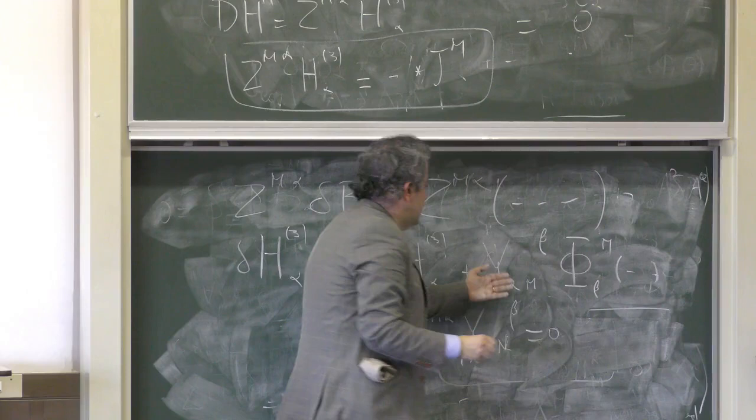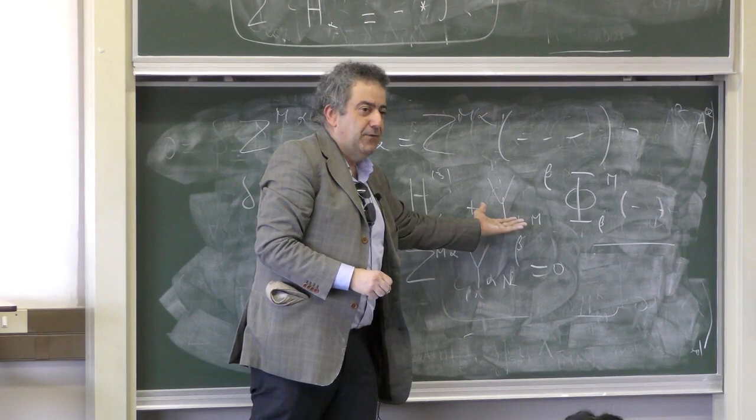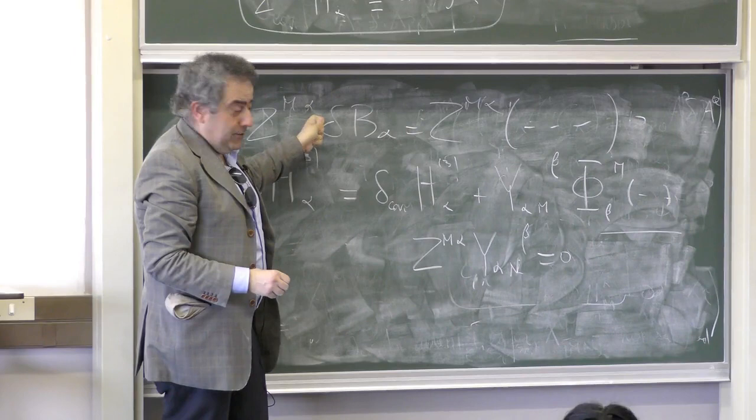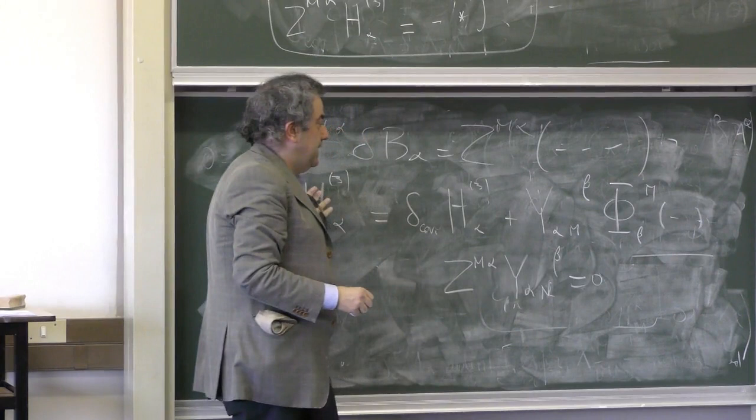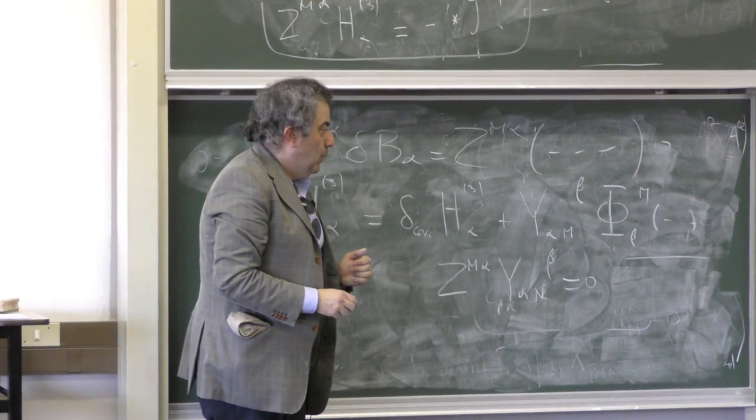So we didn't see this before, because before we computed everything contracted by Zm alpha. So if you contract this by Zm alpha, you don't see this, because this is in the kernel of this tensor, okay? However, if you want to write the covariant variation of the field strengths of the three forms, of the two forms, okay? Well, we have to dispose of this extra term, proportional to Y. How do we do that?